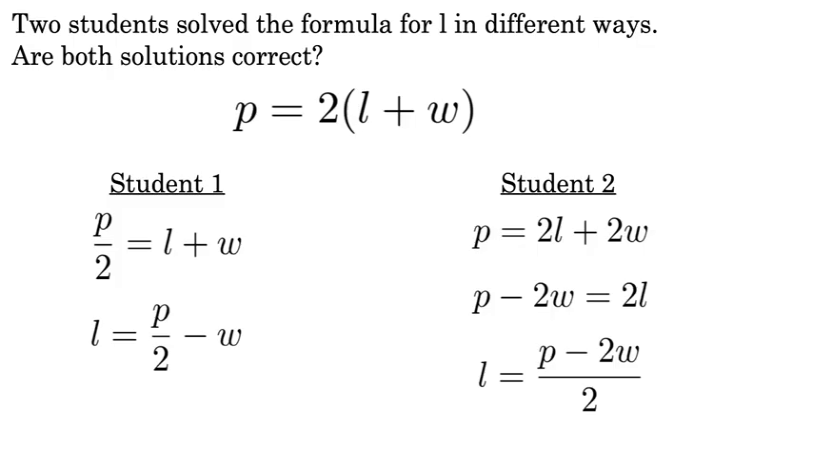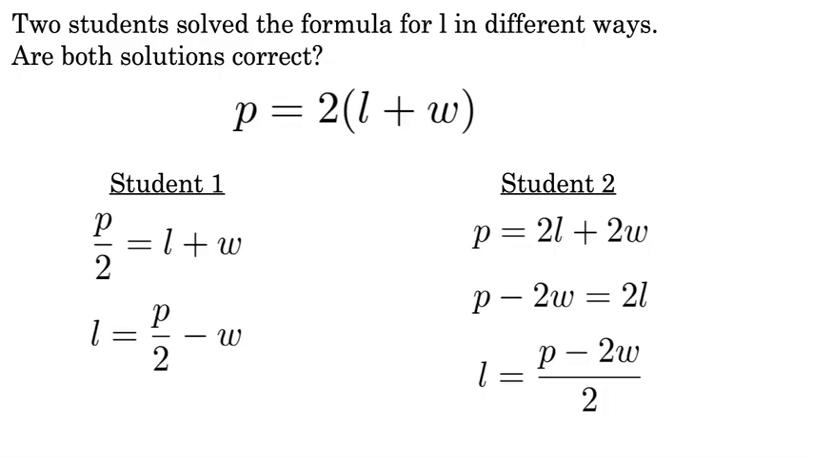Two students solve the formula for L in different ways. Are both solutions correct? So we have the perimeter formula here for a rectangle: P equals 2 times the quantity L plus W. So student 1 chose to divide both sides of the equation by 2 first. They got P over 2 equals L plus W, and they subtracted W on both sides. They put the L on the left side, right? So they did switch sides, and they wrote L equals P divided by 2 minus W.